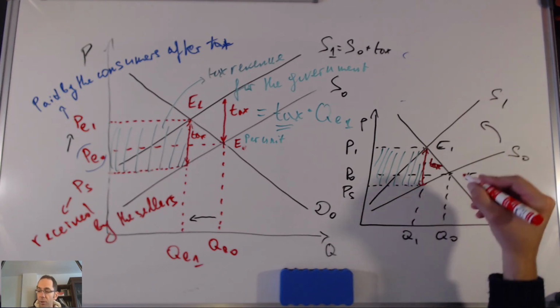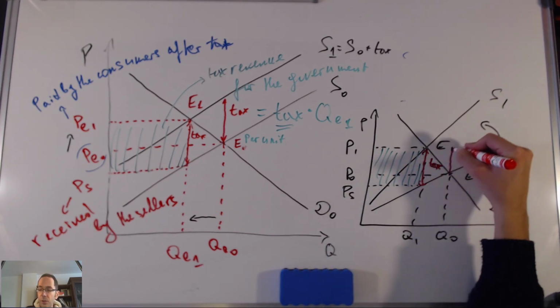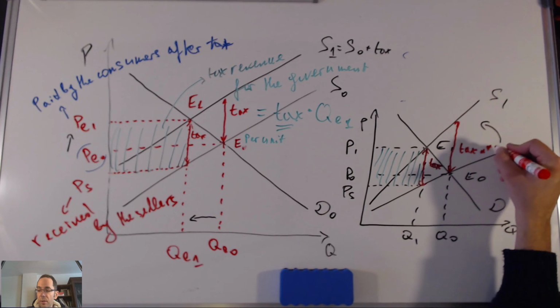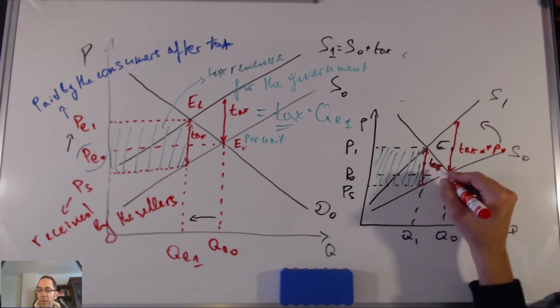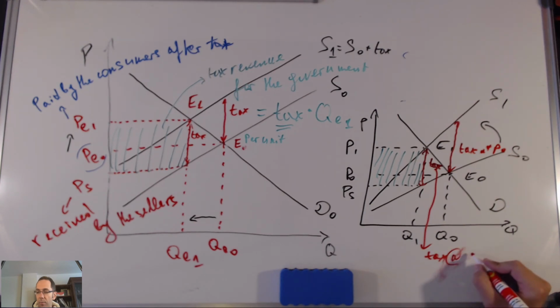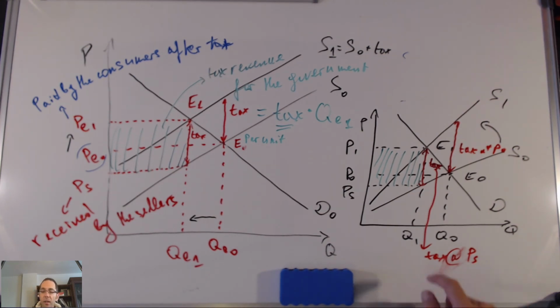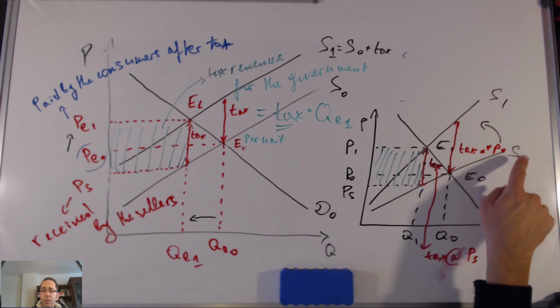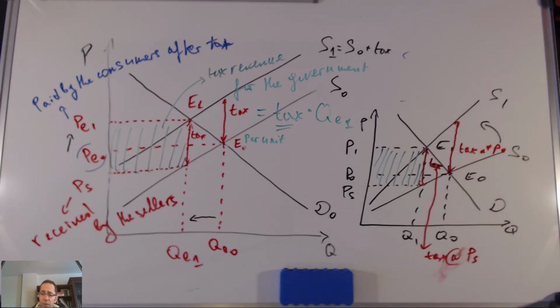Notice that at Q0, because the price was P0, the tax is actually greater. So this is the tax at P0. Over here we have the tax at PS. When we calculate the price PS, when we add the tax, we'll get P1. So a very similar diagram. The only difference is that the supply curve is not shifted by the same amount, but it's rotated anti-clockwise.